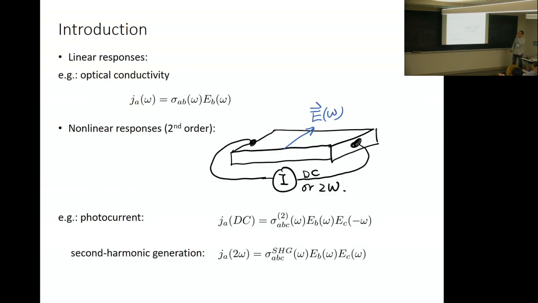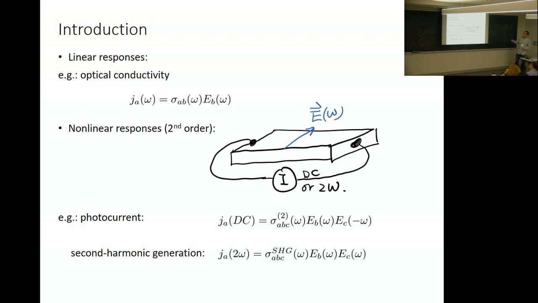Usually in our textbooks, we learn a lot about linear response, because those are commonly measured in experiments. But today I want to mention something about nonlinear response. In particular, I pay attention to second order nonlinear response. The simple example of this is the so-called photocurrent.